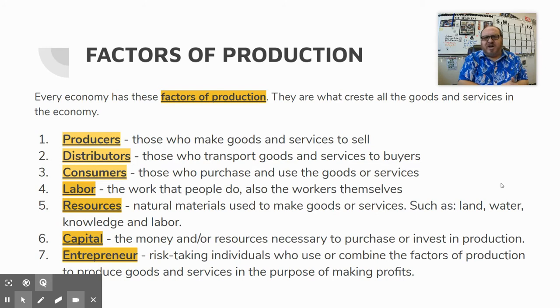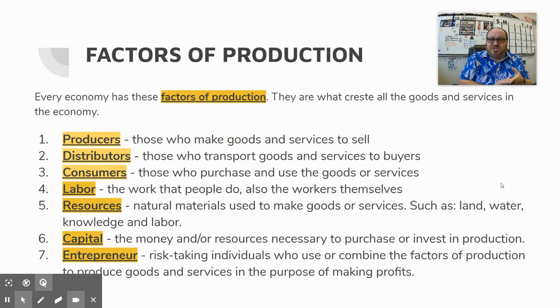So we start off with talking also about factors of production, something that every economy, regardless of the type it is, has. The factors of production are the things that are needed to create goods and services, okay? So we have producers, the ones who make the goods and services to sell. The distributors, the transportation basically, that transport goods and services to buyers. We have the consumers, those are the people who buy the goods and services and use them. We have labor. Labor is the work that people do. It's also the workers themselves, their skills, their talents, their abilities.